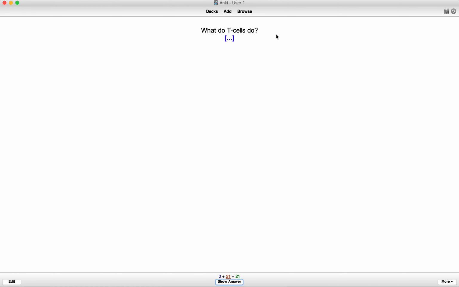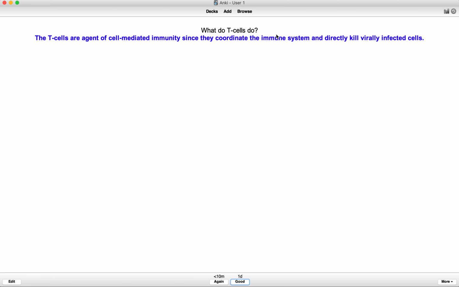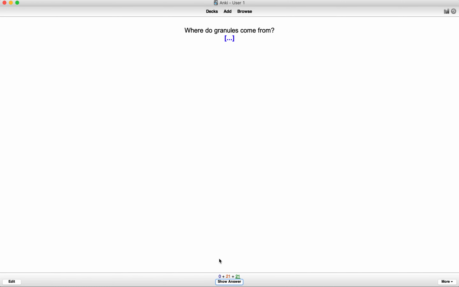What do T cells do? T cells are killer cells, so they'll kill virally infected cells, are agents of cell-mediated immunity, and coordinate the immune system. Keep forgetting that. Keep mixing some of them up.